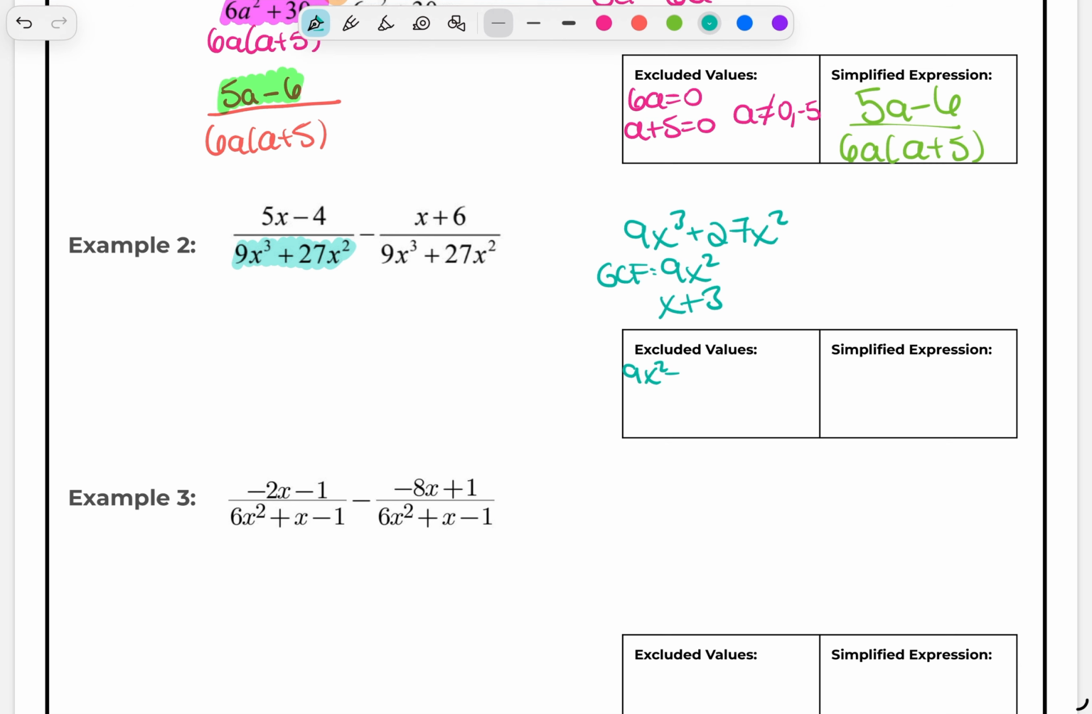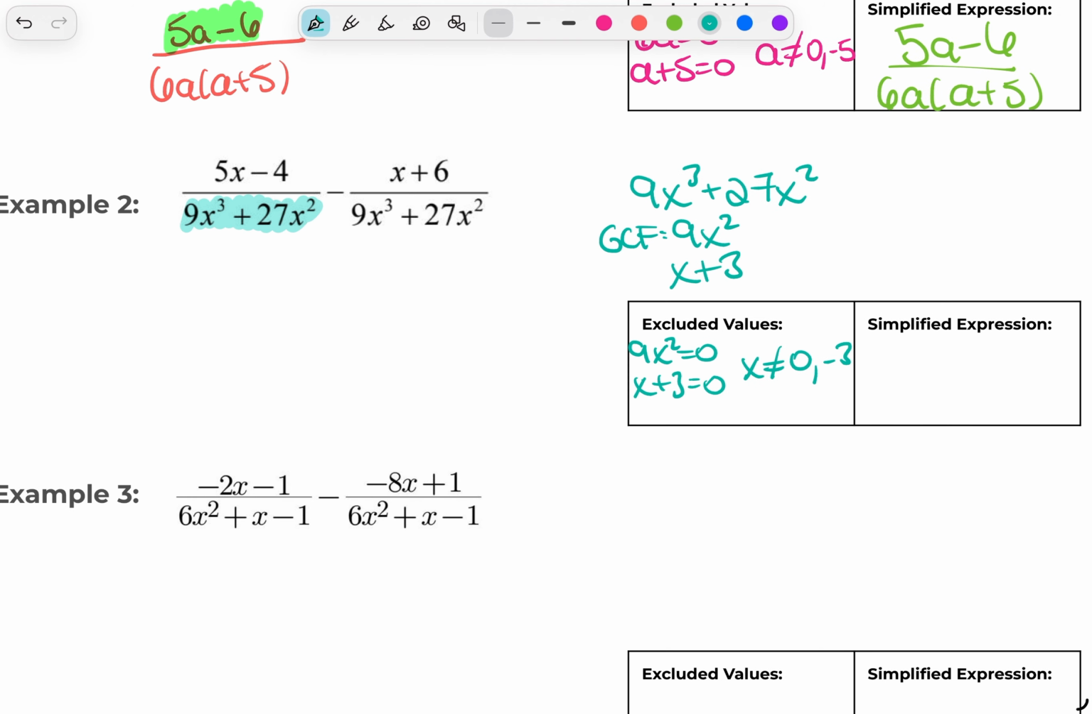So we're going to take each of those, set them equal to 0 so we can find our excluded values. So here x cannot equal 0 or -3. All right, and then because we already have matching denominators, we can keep that matching denominator, but I am going to write it in the factored form instead. And then let's do our math up top.